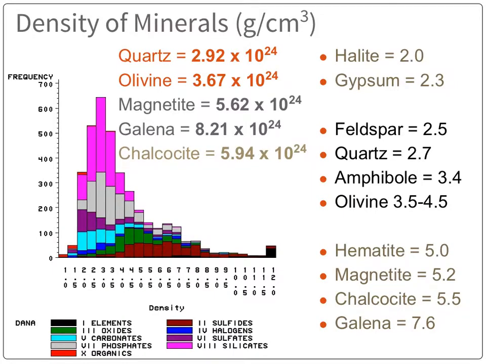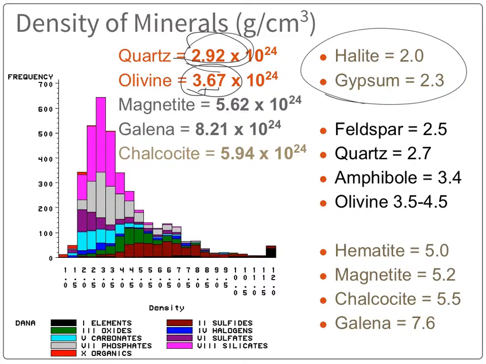So we're looking here. This histogram just shows the distribution of densities or specific gravities for different kinds of minerals and mineral classes. Some of the minerals we're familiar with are quartz and olivine. Quartz is more felsic. Olivine is what we expect to find in more mafic rocks. We expect to find high levels of quartz in more felsic rocks. And as you might expect, the olivine has a higher density than the quartz.